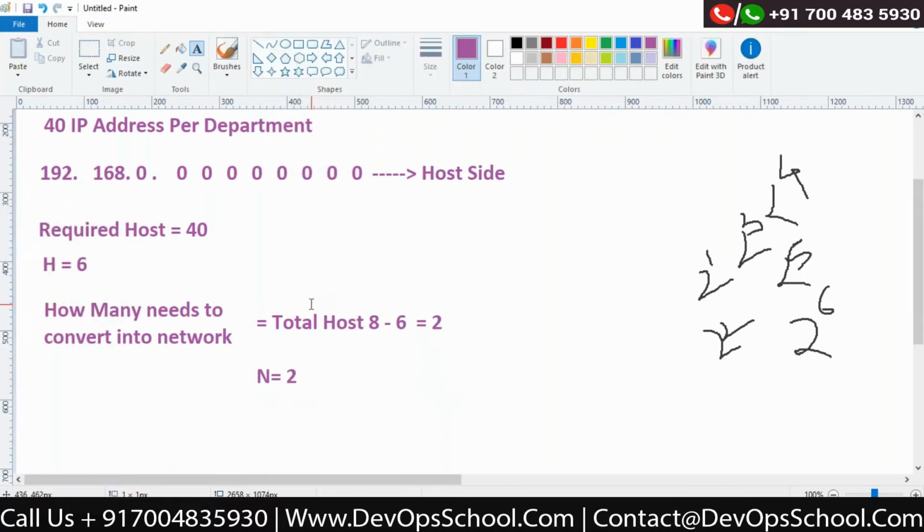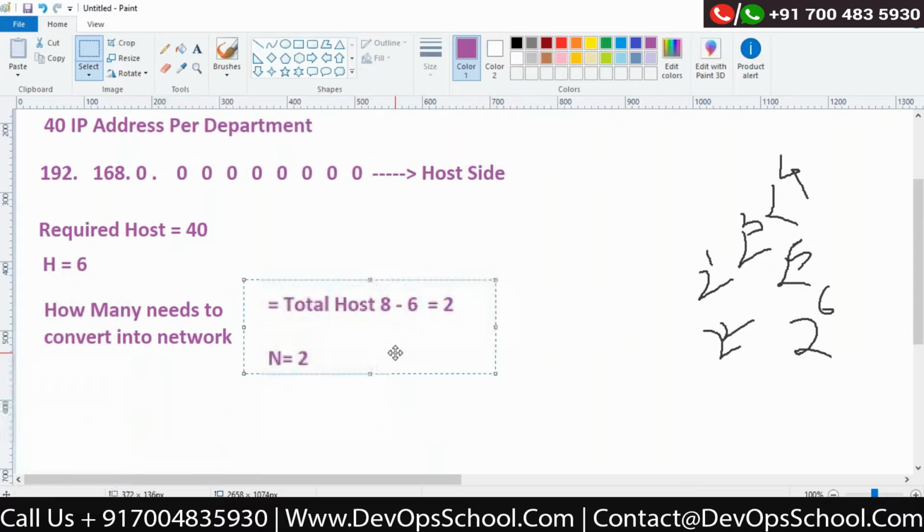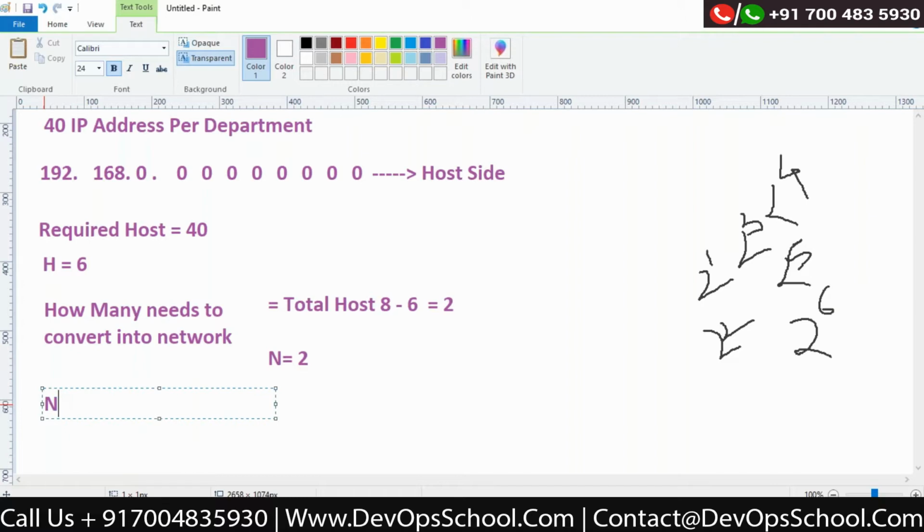That means if I convert this way, what will happen? I got the value H is equal to 6. That means 1, 2, 3, 4, 5, 6. These 6 bits are only required to serve this purpose. Then I need to take these 2 host bits and give them to the network side, correct? So how many converted network bits would it be? These two.